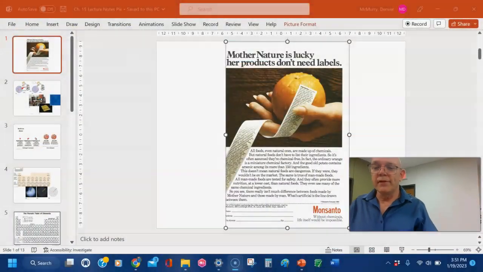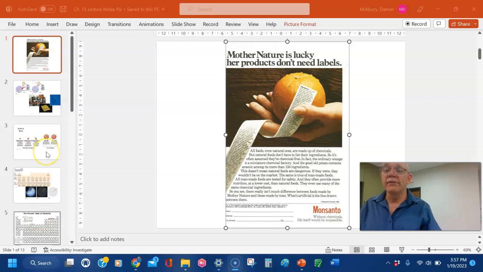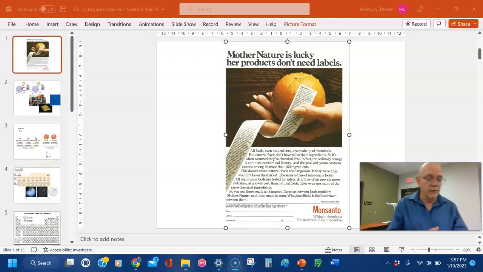And atoms are mostly space. That seems really hard to believe because, well, how can something be solid and have shape and yet be mostly space? Well, let's talk about it a little bit. First of all, we have two parts of the atom. We have the center of the atom, and we have stuff that circles around the outside. The things in the center of the atom are called nucleons because they're in the nucleus, or the center of the atom.